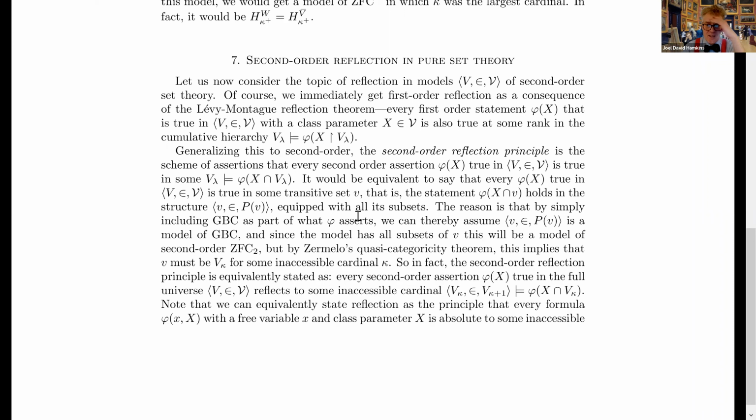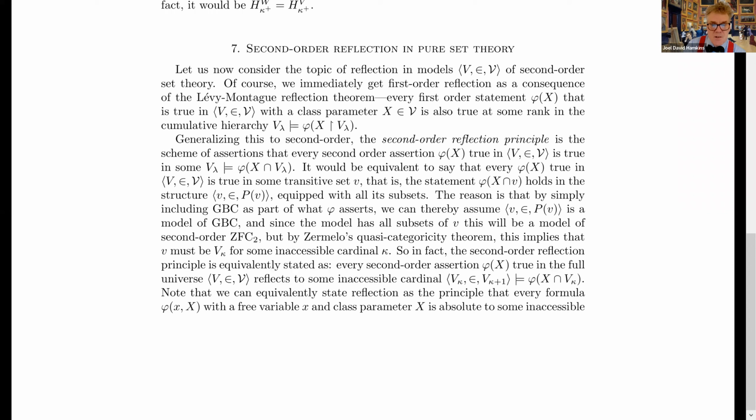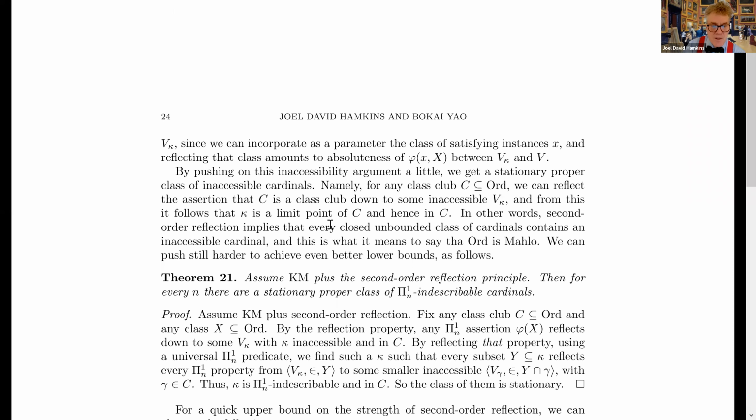Okay. This is different from second order reflection that appears in some of Vika's work, also with Cy Friedman, where they say second order reflection is reflecting from the whole universe to a coded class of classes in the universe. It's a different principle. We're reflecting to a transitive set, to a V lambda here. And so one has to pay attention. There's different kinds of reflection. So the second order reflection principle has large cardinal strength in the KM context.